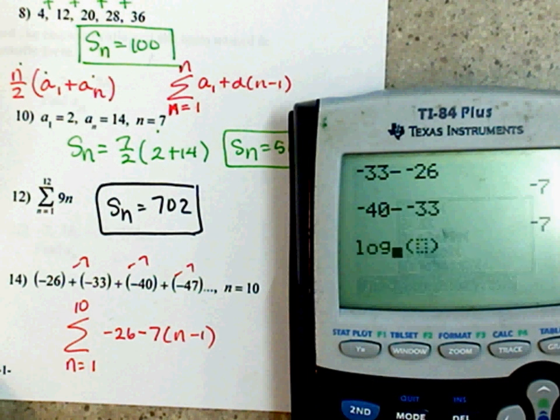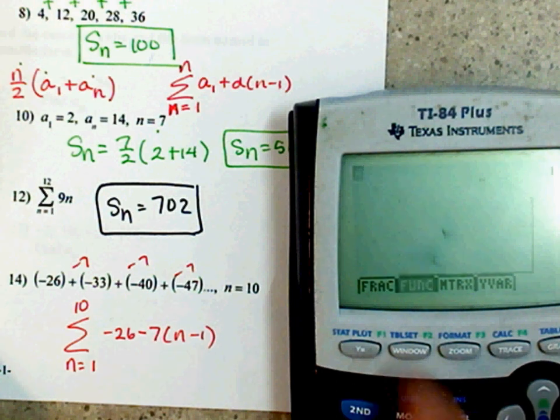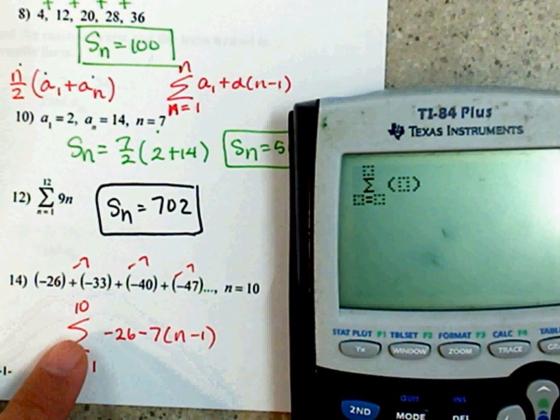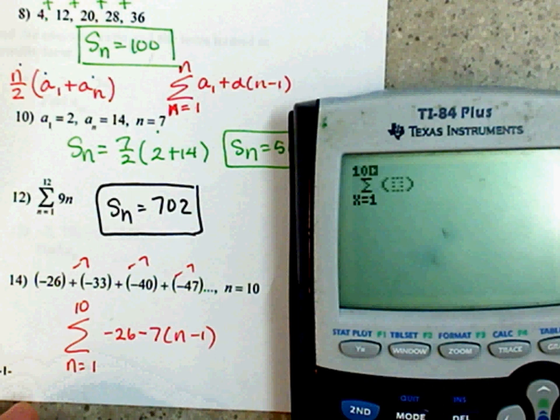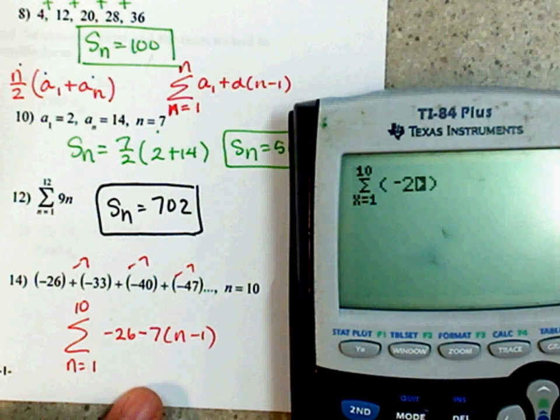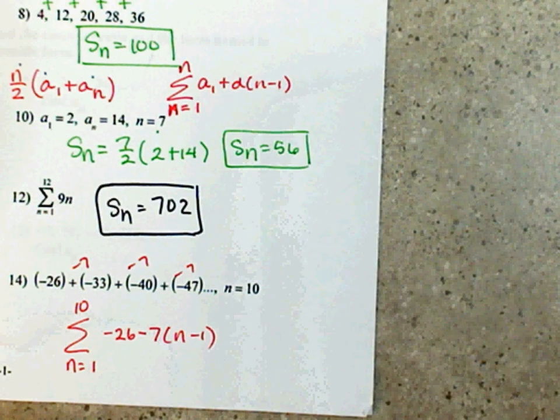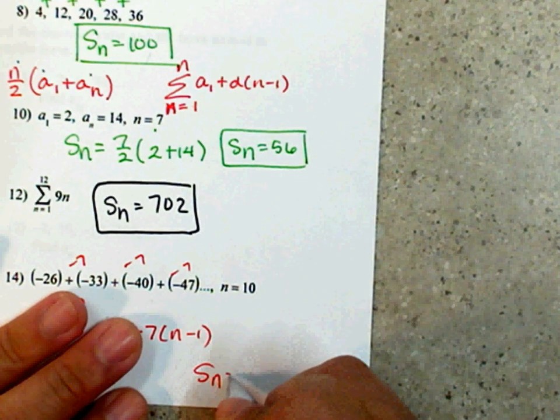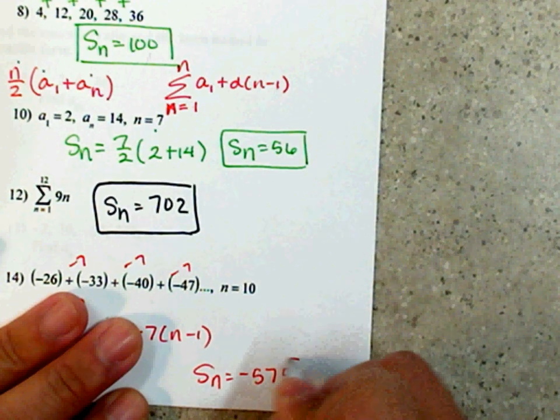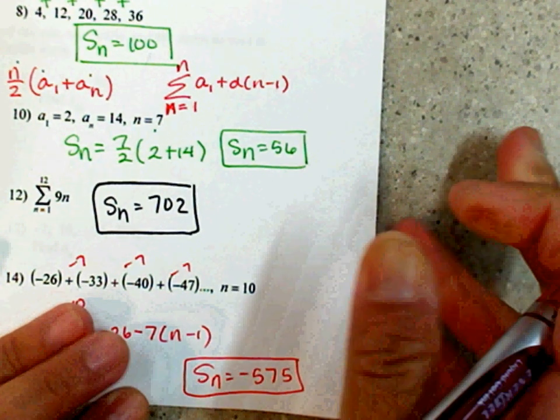Alpha window number 2. X1 going all the way to 10 terms, negative 26 minus 7 parentheses x minus 1. Negative 575. And there you have your first page.